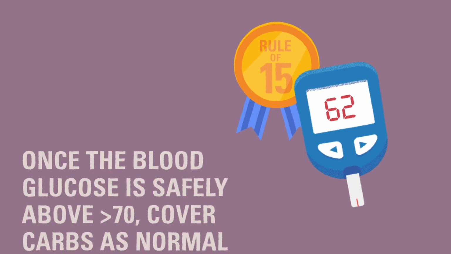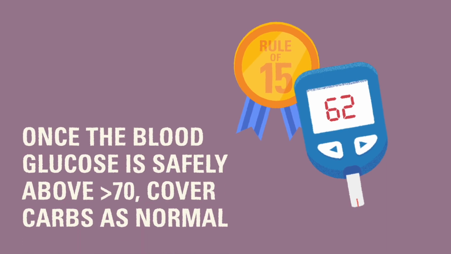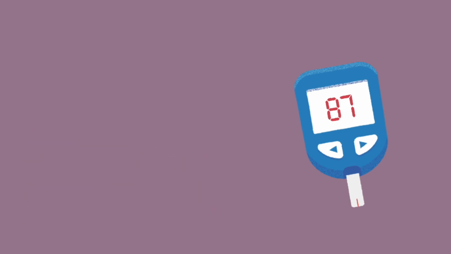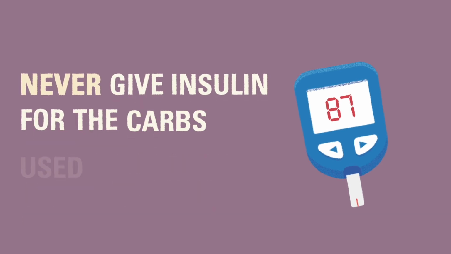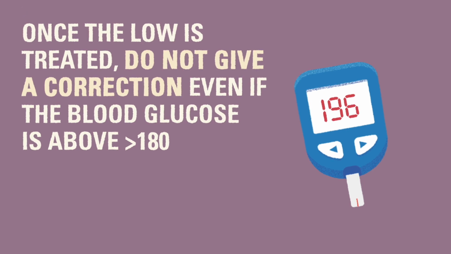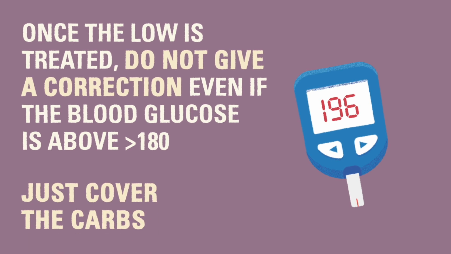Once the blood glucose has risen to a safe level above 70, then you can give insulin to cover the carbs in the meal. Remember, you should never give insulin to cover the carbs that were eaten as part of the rule of 15 to treat the low blood glucose. Once the low is treated, you don't need to correct the blood glucose even if it is higher than 180. Just focus on covering the carbs.